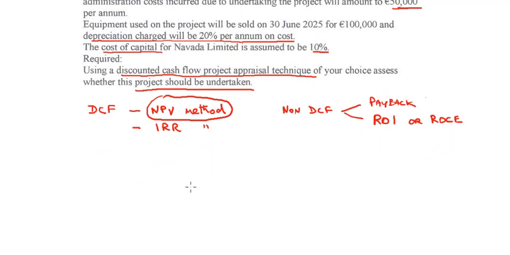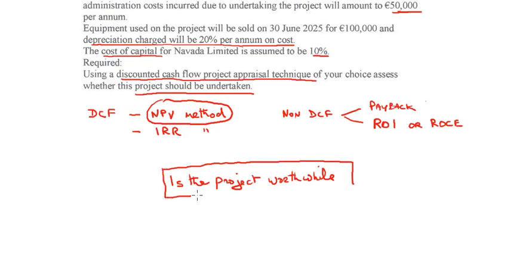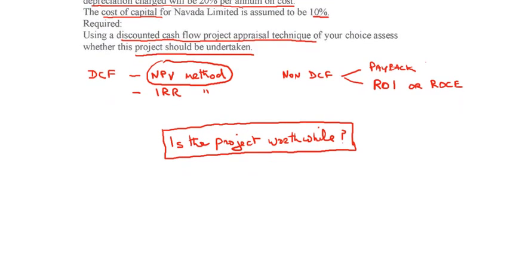First thing, when we're talking about project appraisal, what we're trying to work out in advance is, is the project worthwhile? So that's our question really. Is this long-term project that we're undertaking worthwhile? In order to make a decision about whether it's worthwhile, we have what we might call decision inputs into our decision making process.